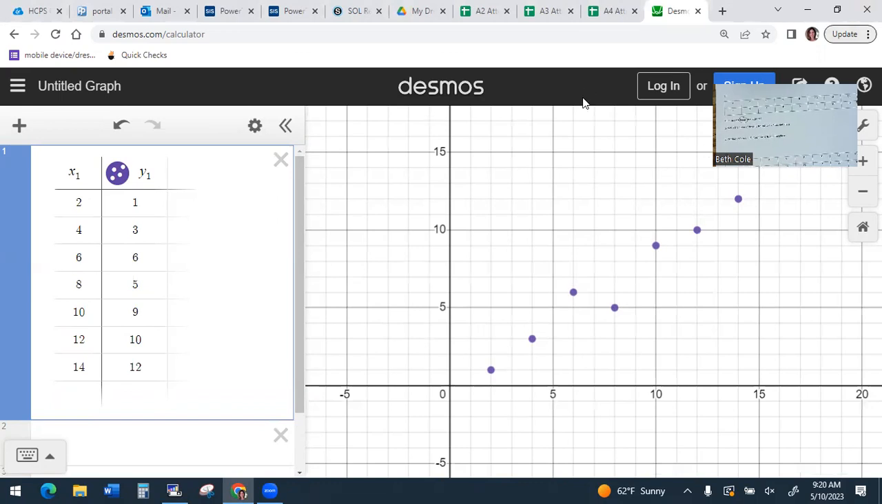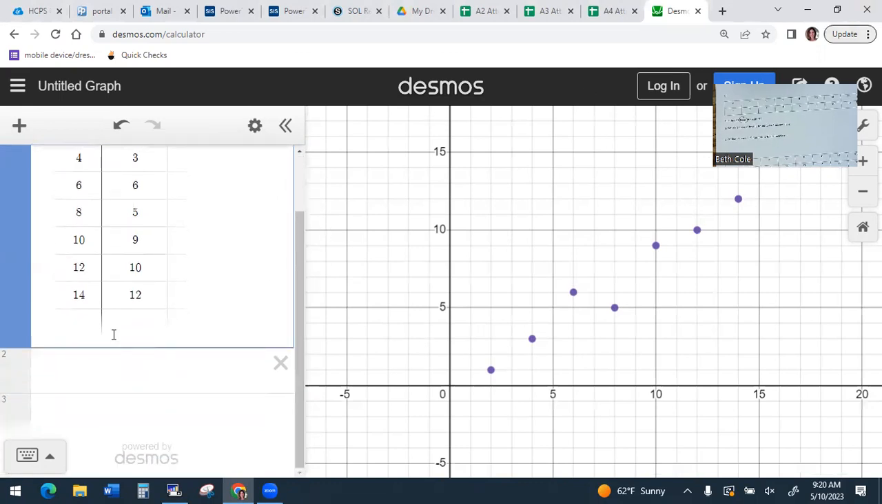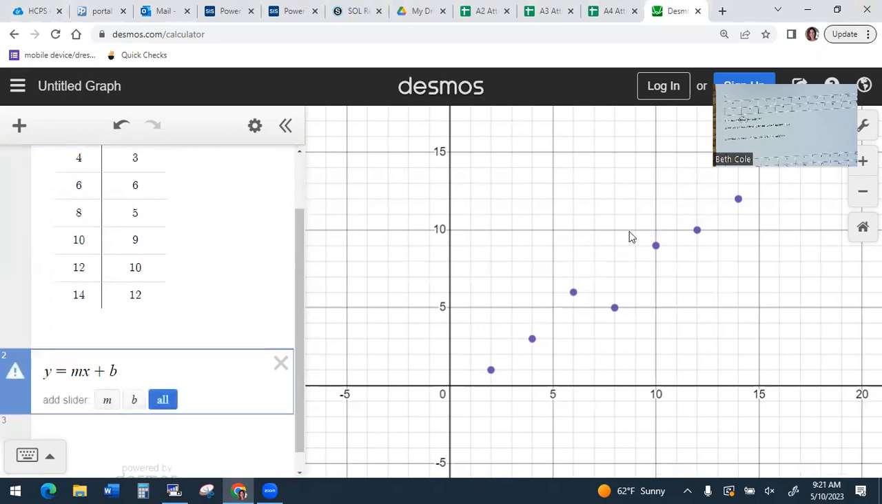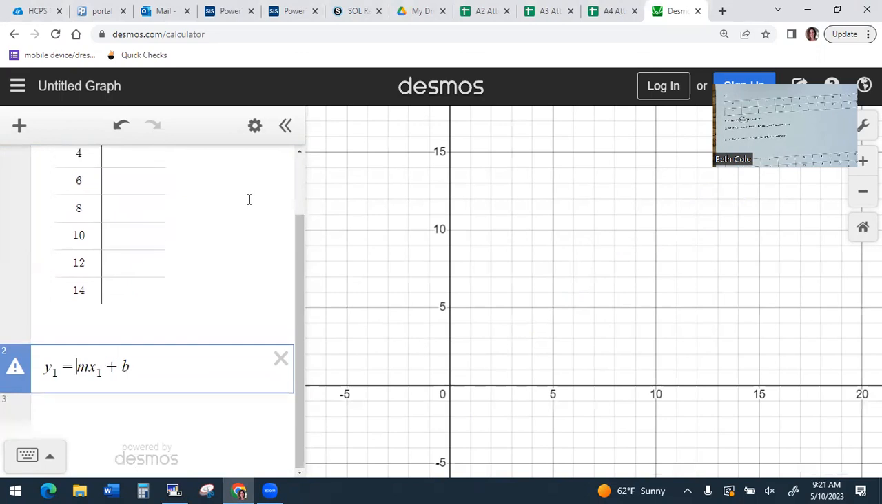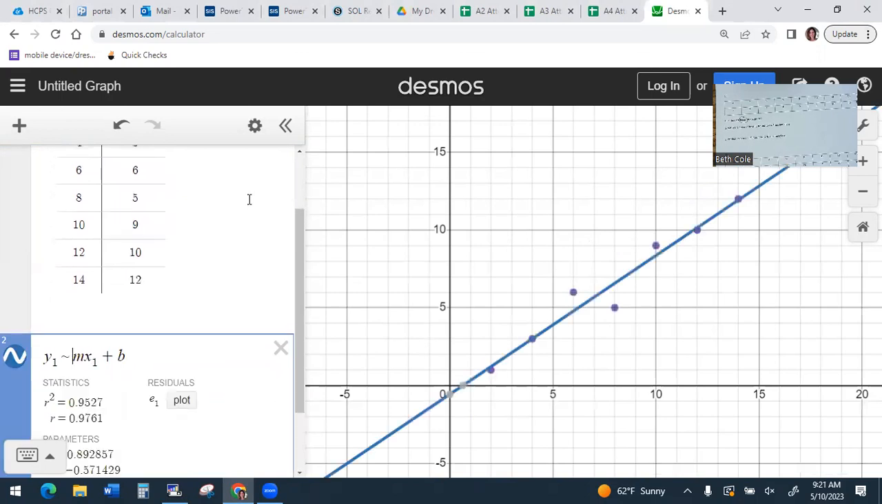So if it's linear, you're going to come down to this box right here and type y equals mx plus b. And you're going to be like, hey, it didn't show up. That's because there's two things you have to change. We have to put ones. And then do you see how it draws the line in? Good. Squiggly line, the little tilde. Once you get it right, it will draw it in.